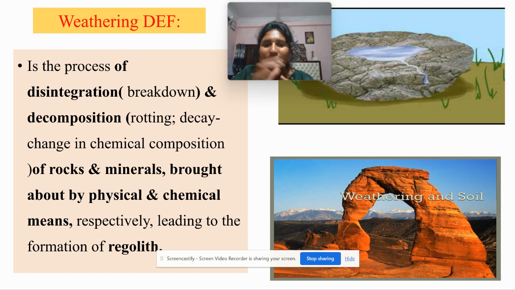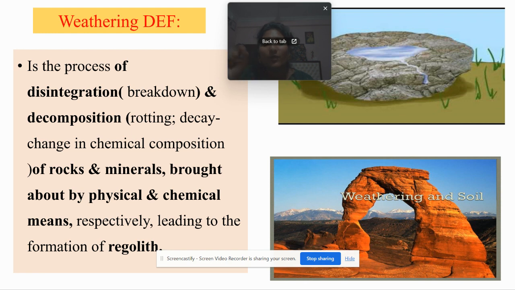there will be decomposition, a change in the chemical composition of that particular rock may occur during this process. That's why they define weathering as disintegration, breaking down, or decomposition, that is rotting or decay, a change in the chemical composition of the rocks and minerals brought about by physical and chemical means respectively, leading to formation of regolith.